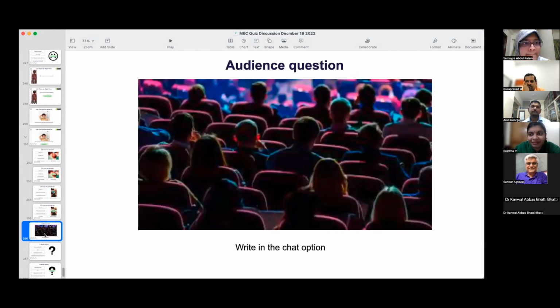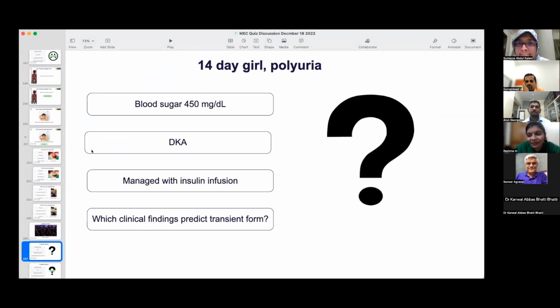While we compile the score, I think there is one final audience question. Blood sugar of 450 managed with insulin infusion in a newborn child, which clinical finding predicts transient form? We already discussed this, I think, just before that. So which finding? I think we'll see the audience. What are they saying? Melanocyte already was answered. The audience are very, very reactive. So Dr. Shruti, umbilical hernia, omphalocele, ear creases, these are all like transient phenomena.